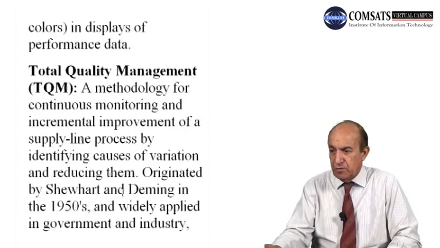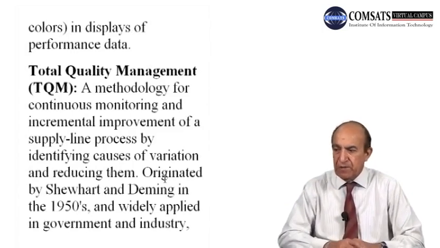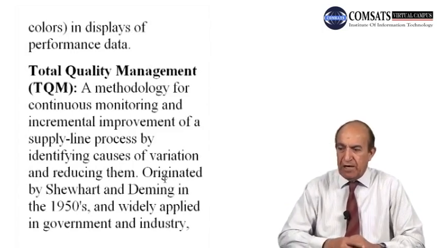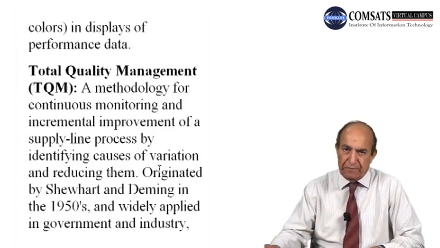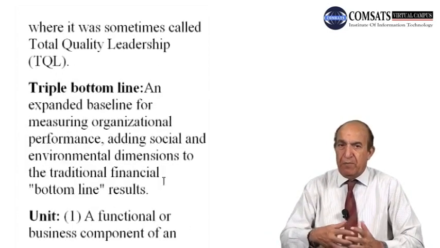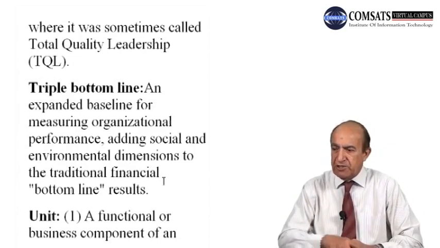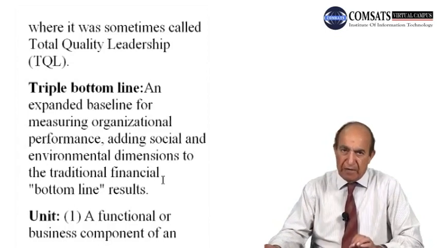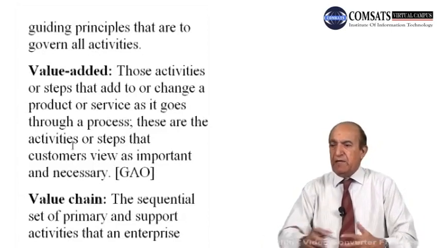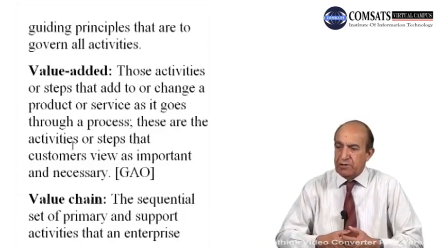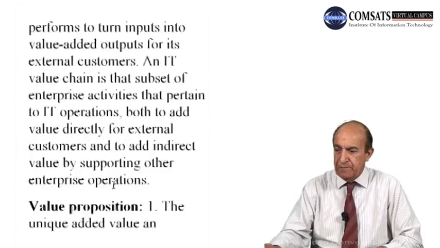Business also has thresholds. Total quality management, TQM: a methodology for continuous monitoring and incremental improvement of a supply line process by identifying causes of variation and reducing them. Triple bottom line: an expanded baseline for measuring organizational performance, adding social and environmental dimensions. Unit, common term. Value added: those activities or steps that add to or change a product or service as it goes through the process.